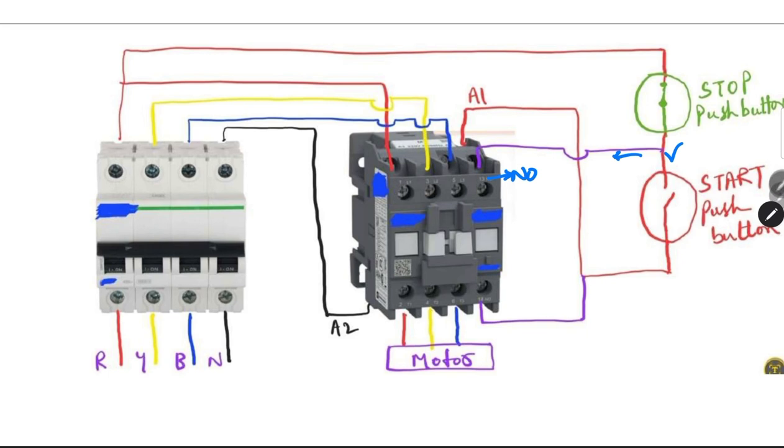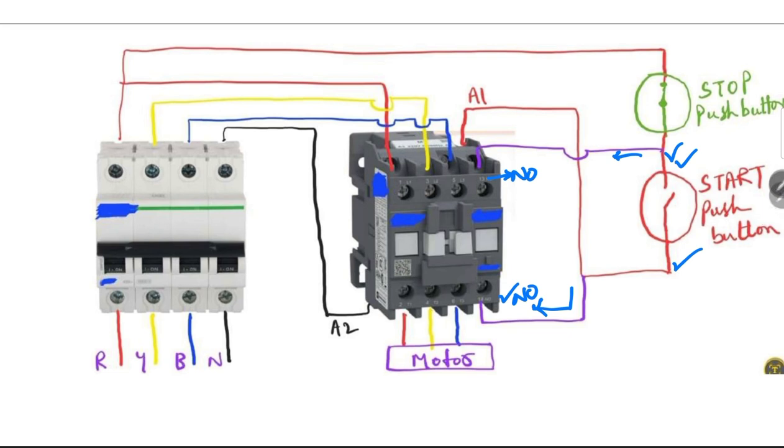The meaning of this is, when I energize this coil, this NO contact gets converted into closed condition. This is the function of this NO contact. So I am giving one connection to the NO contact from one end of this start push button, and the other end of the start push button I am connecting to the other end of the NO contact. Basically, I am creating a parallel path for the current.